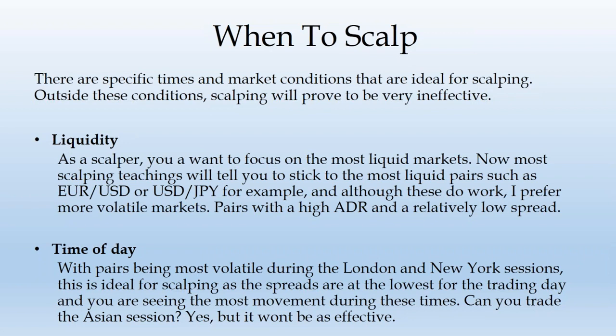And although these do work, I prefer more volatile markets, okay? Pairs with a high ADR and relatively low spread. My golden ticket, the pair with the highest ADR to spread ratio, was the pound yen, GBP/JPY. So that's why I trade that, okay? I feel like I'm getting the most bang for my buck, you know what I mean?